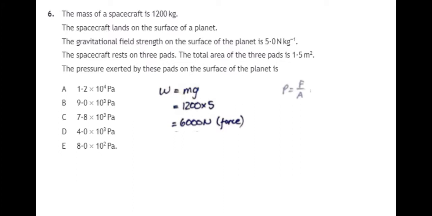The pressure, as we said, is force over area, which in this case is 6,000 newtons divided by a total area of the 3 pads of 1.5 square meters, which gives us a pressure of 4,000 pascals, or 4 times 10 to the power 3 pascals, which is answer D.